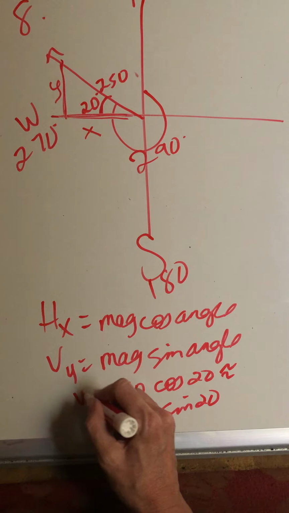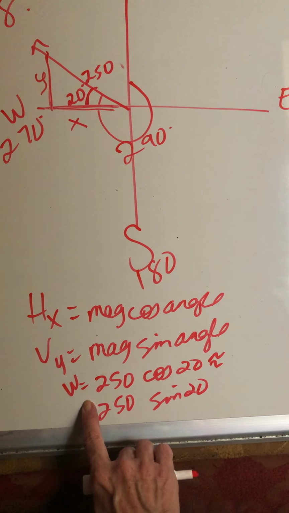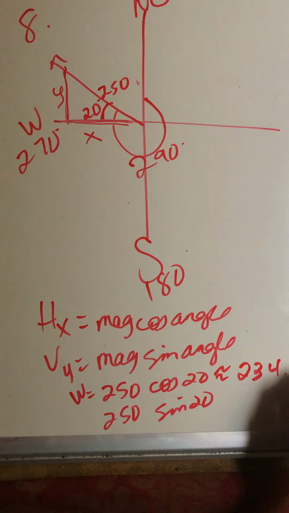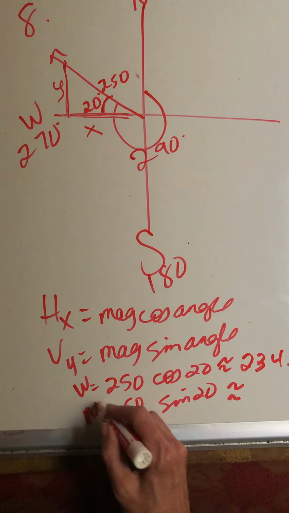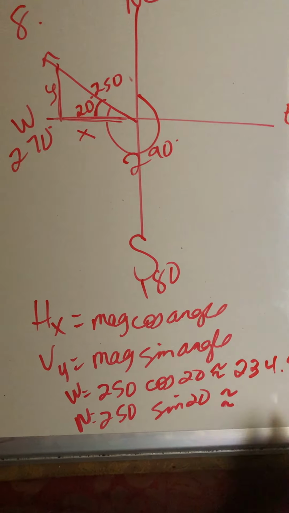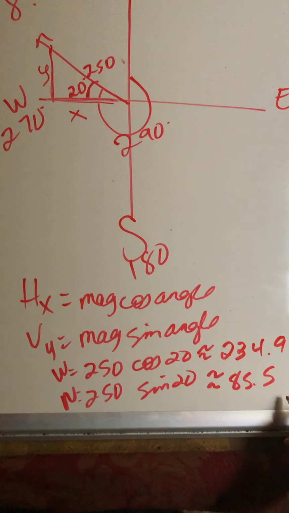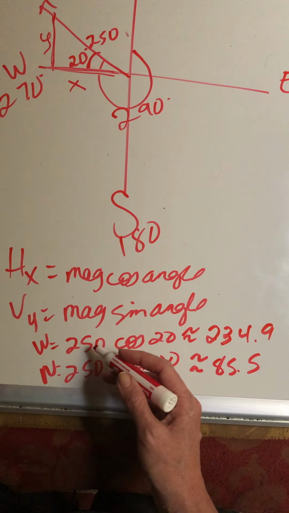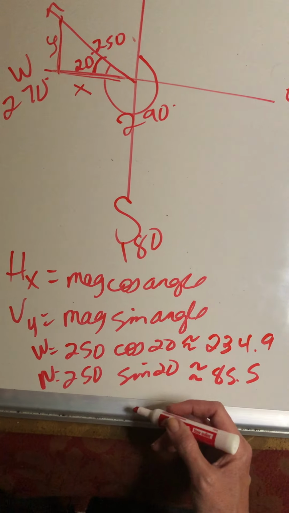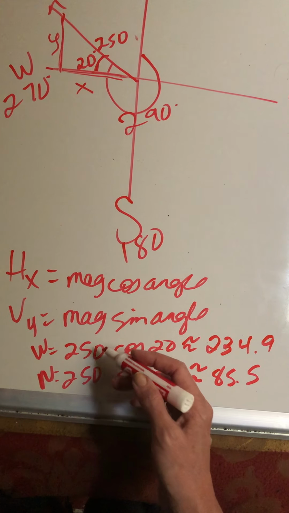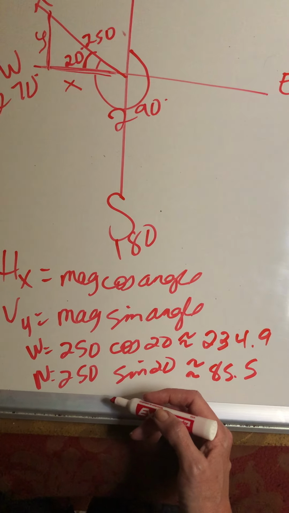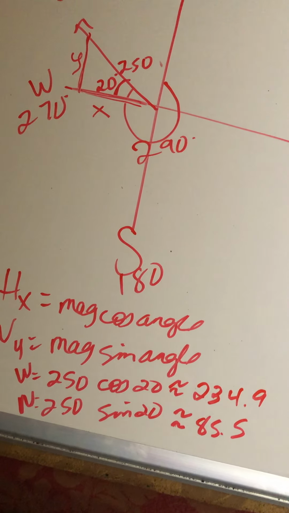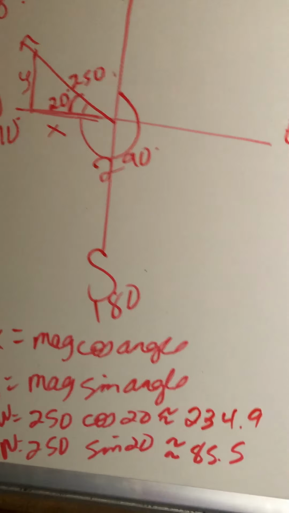This is your west, okay? It's your horizontal, it's your west, and it's 234.9, about that. And then your northerly one, which is your sine, is about 85.5. Okay, so that's your northerly and westerly components, or your vertical and your horizontal components. Vertical north, horizontal west. Okay, sine and cosine. That's the way those work. That was number 8.